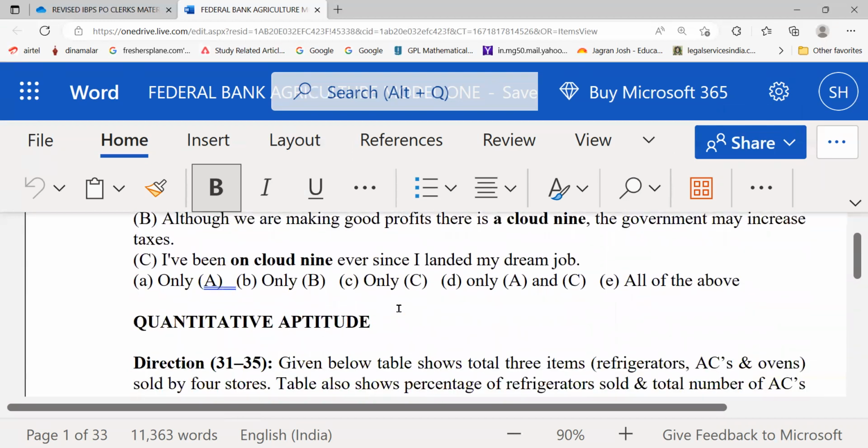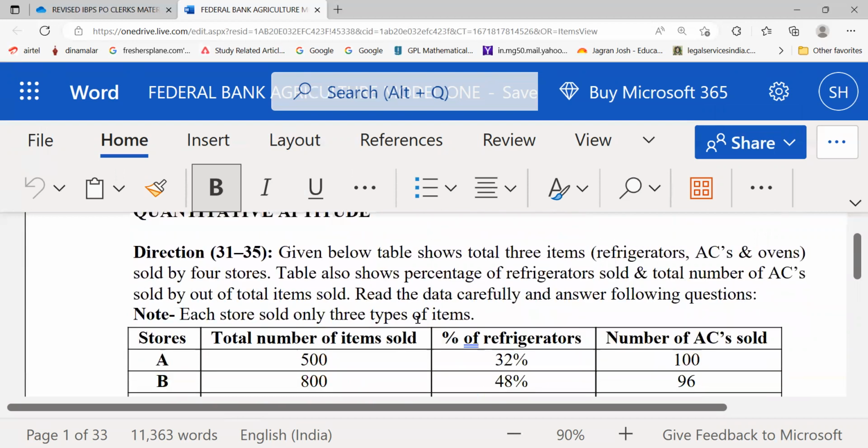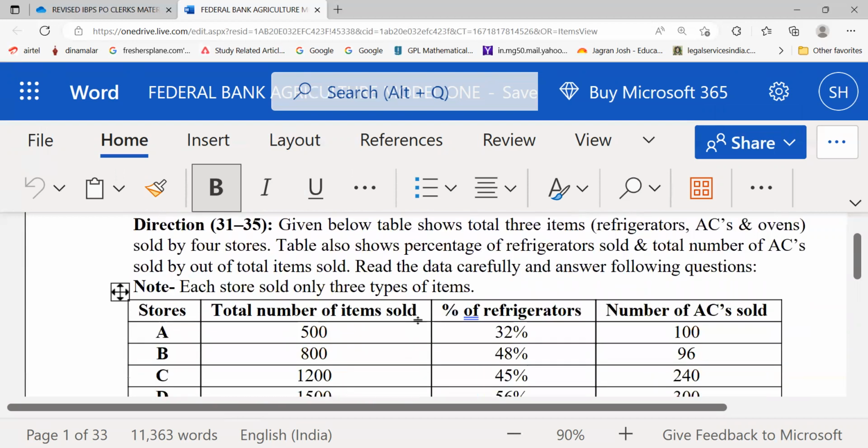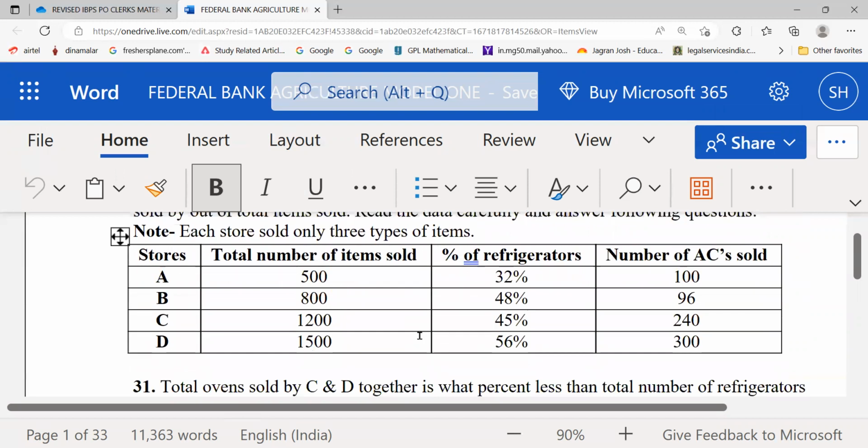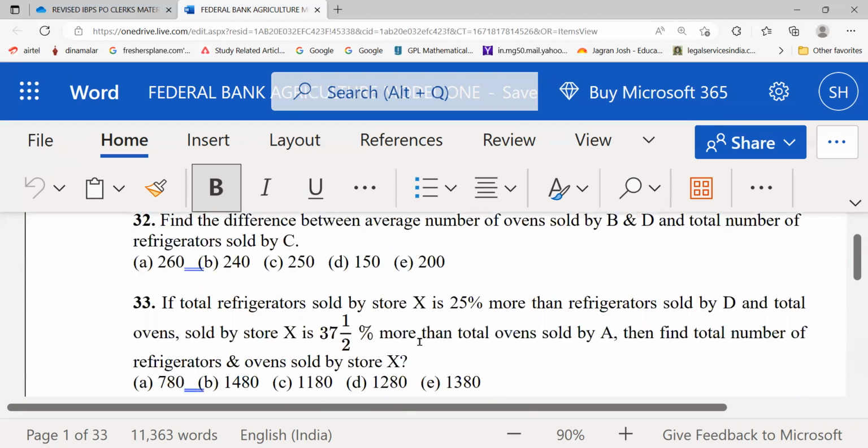Next comes your quantitative aptitude. This section consists of data interpretation like this. Are you good in maths? What is your basic degree? I have done BBA. BBA students are 50-50 in maths because some of them are good, some of them are not good. For ensuring success in this test, what is required is speed and accuracy.